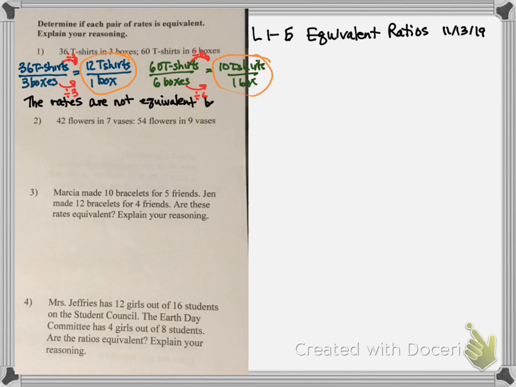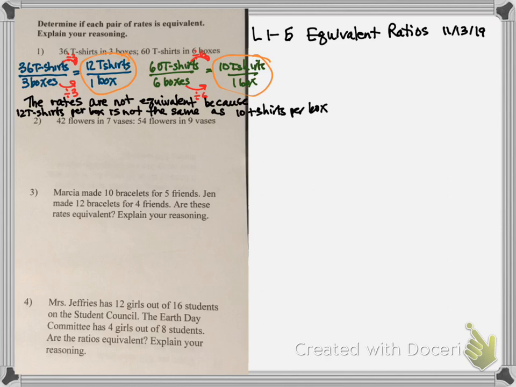Because $12 t-shirts per box is not the same as 10 t-shirts per box.